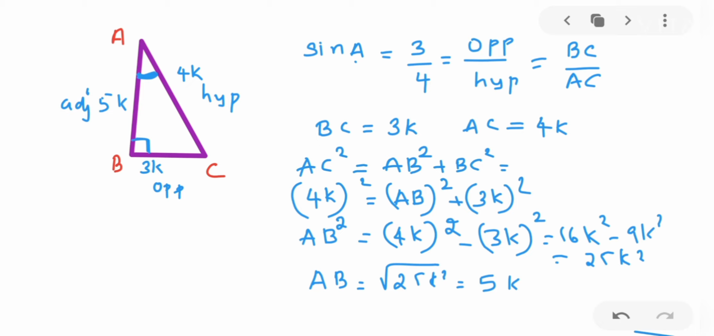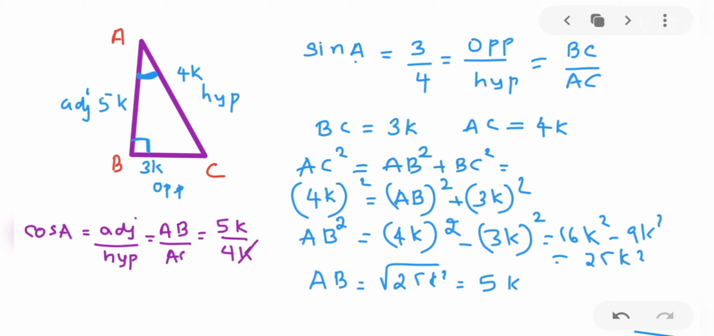Now they have asked us to find the cos A value and tan A value. The formula for cos is adjacent by hypotenuse, which is AB by AC. That is 5K by 4K, and K and K get cancelled, so you get 5 by 4 as the cos A value.